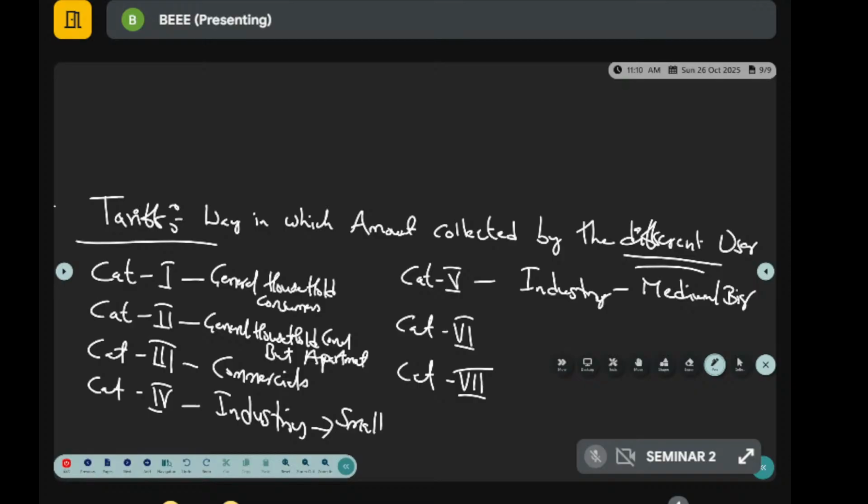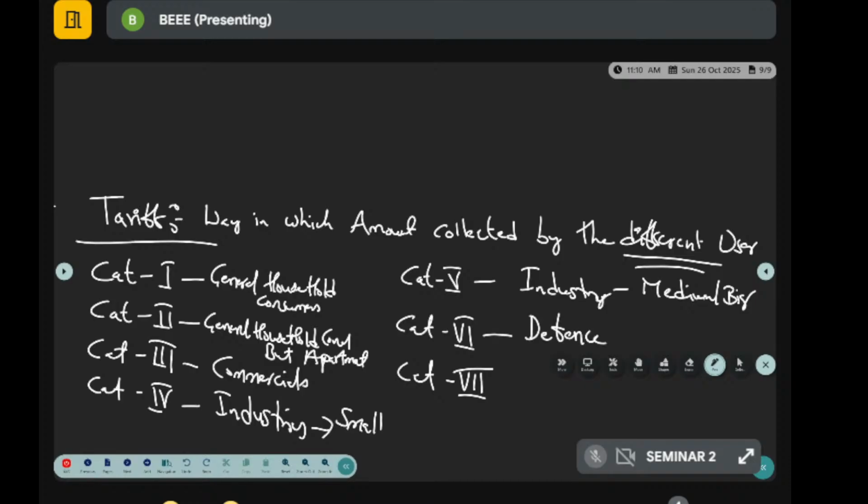Category 5 is medium and big industries: manufacturing of vehicles, the car industry, fan manufacturing, bulb manufacturing, the textile industry. They will charge 5 rupees per unit or even 7 rupees. Category 6 is defense.